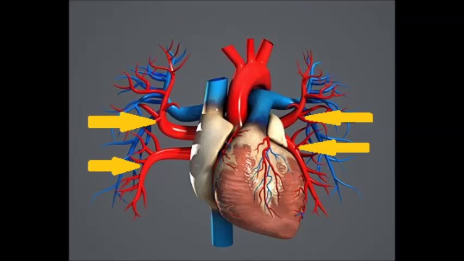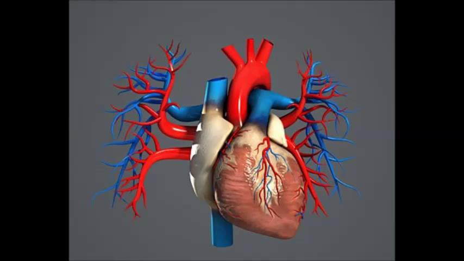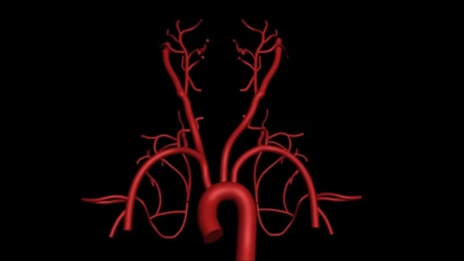be oxygenated. Oxygenated blood travels back to the heart through the pulmonary veins. Oxygenated blood travels from the left atrium down to the left ventricle and then up to the ascending aorta. From the ascending aorta, blood then passes through the aortic arch.